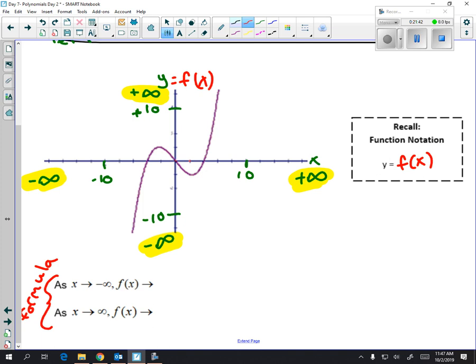As x, for the arrow we say goes to. So as x goes to negative infinity, what does that mean? You're going to look at your graph. As x goes towards negative, x values are on the left. f of x goes to where? Now remember, this is talking about your y values. So y values do what on the left-hand side of the graph? On this left-hand side, we are going down. If you're going down, that's towards negative infinity.